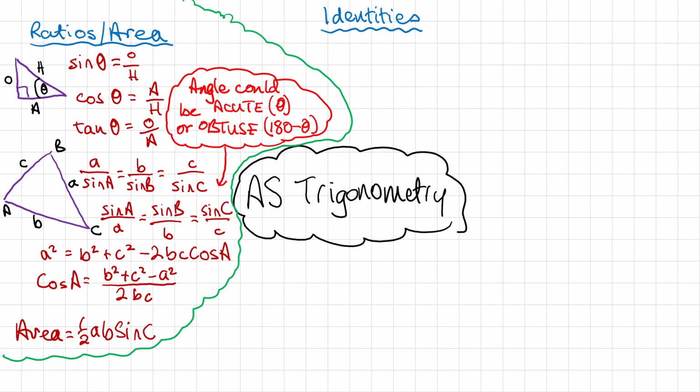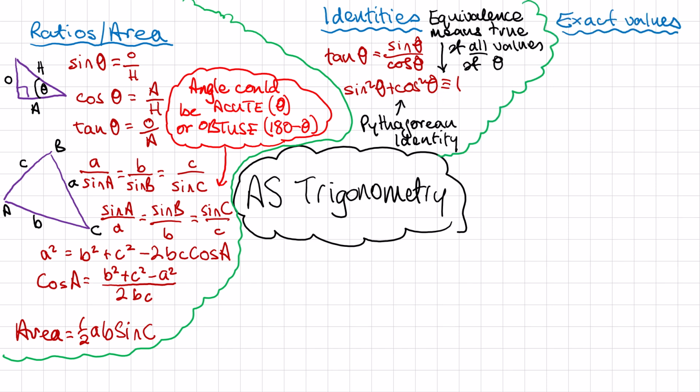Next we're going to look at identities, and there's only two of them, and that is tan theta is equal to sine theta over cos theta, and the other identity is that sine squared theta plus cos squared theta is equal to 1. Now this is actually the equivalent sign, and it basically means that this is true for all values of x, and this identity here is known as the Pythagorean identity because it's based on Pythagoras.